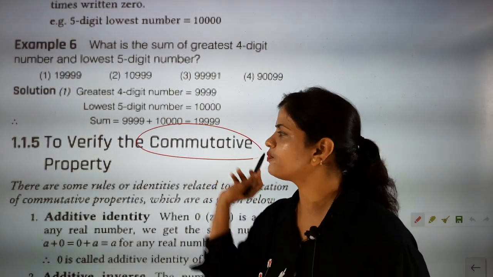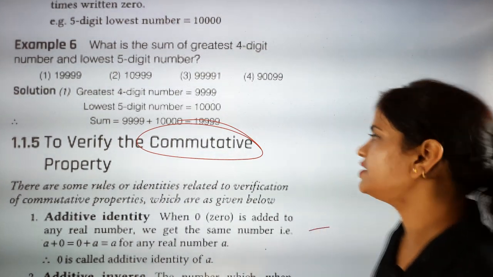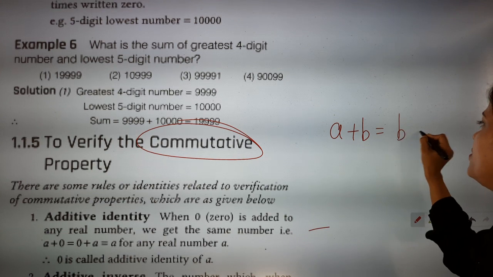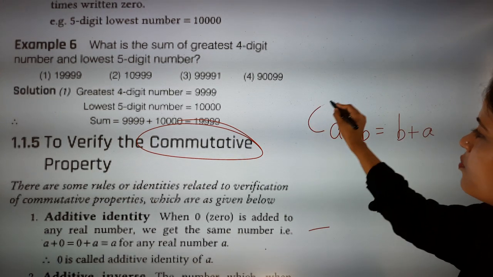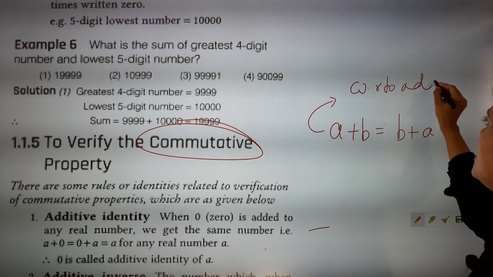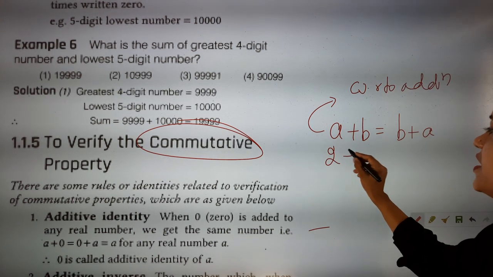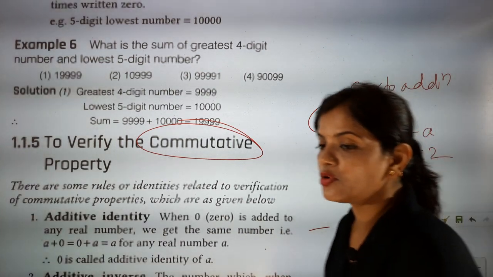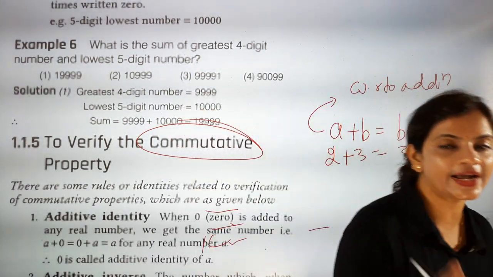What is commutative property? Commutative property says that if A plus B is there, then it will become B plus A. This is called commutative property with respect to addition. Like if I add 2 plus 3, then it will be equal to 3 plus 2. So this is called commutative property with respect to addition.